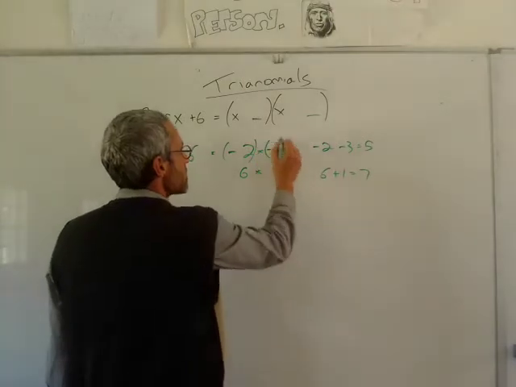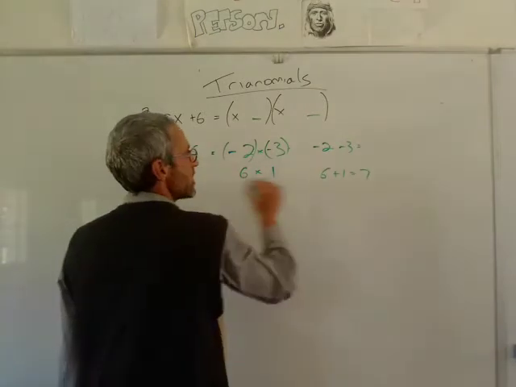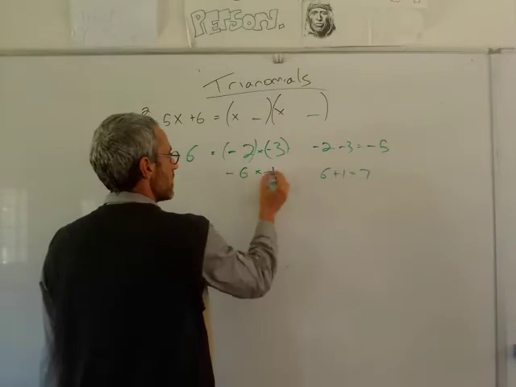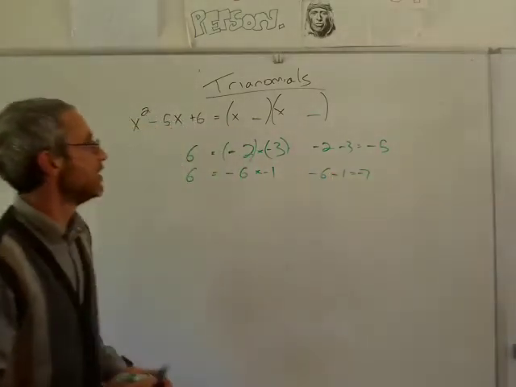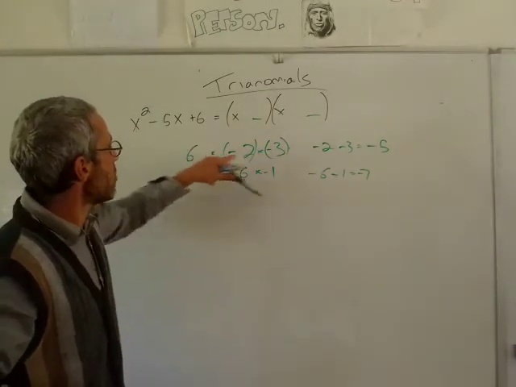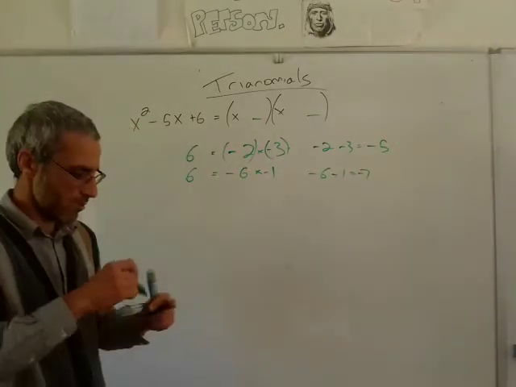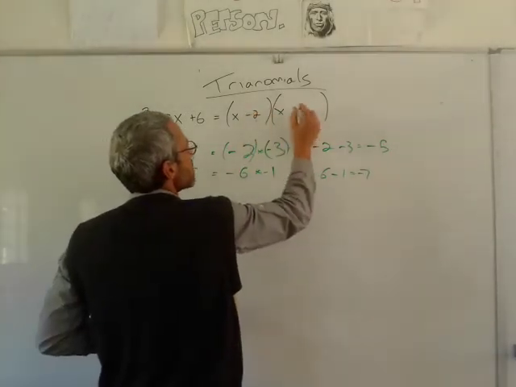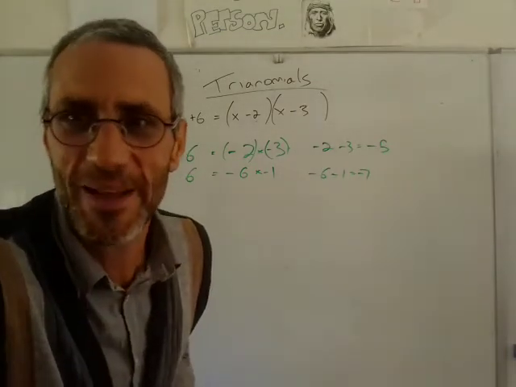Okay? So it's minus 3 times minus 2, which is equal to 6. Minus 2 minus 3 is minus 5. Minus 6 times minus 1 is also 6. But minus 6 minus 1 is minus 7. So which pair of numbers is the correct one? Well, that's going to be those two. Both of these pairs multiply to 6, but these add up to minus 5, which is what we want. So the answer is going to be x minus 2 times x minus 3. That's the answer. Okay, let's move on to the next example.